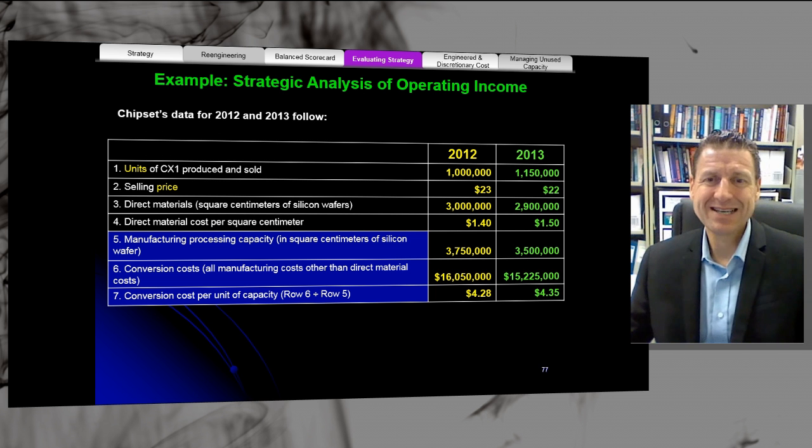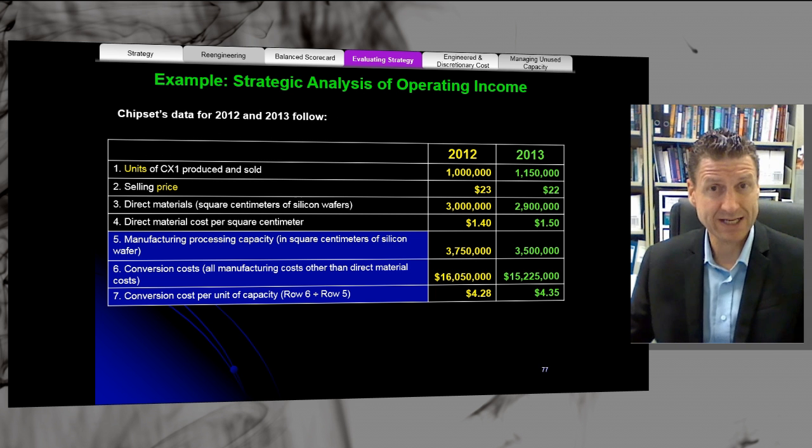So let's have a look at some of this data here. We've got units produced and sold of CX1, which is a microchip, 1 million in 2012, 1.15 million in 2013. The selling price, $23 in 2012, $22 in 2013. What about direct materials? We've got direct materials used, 3 million in 2012, 2.9 million in 2013.